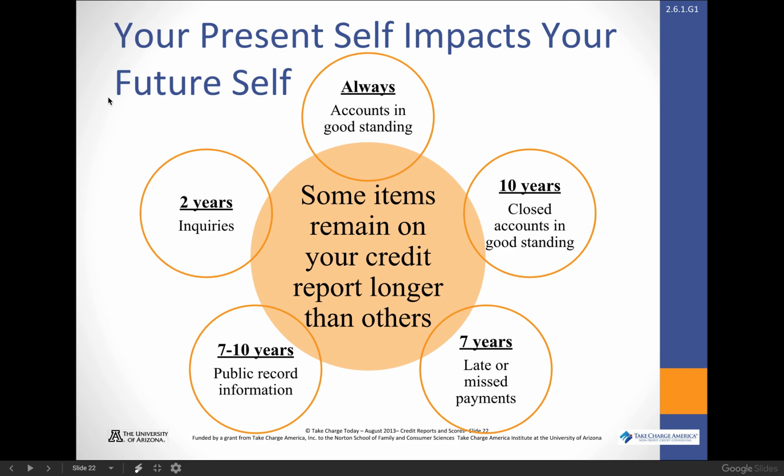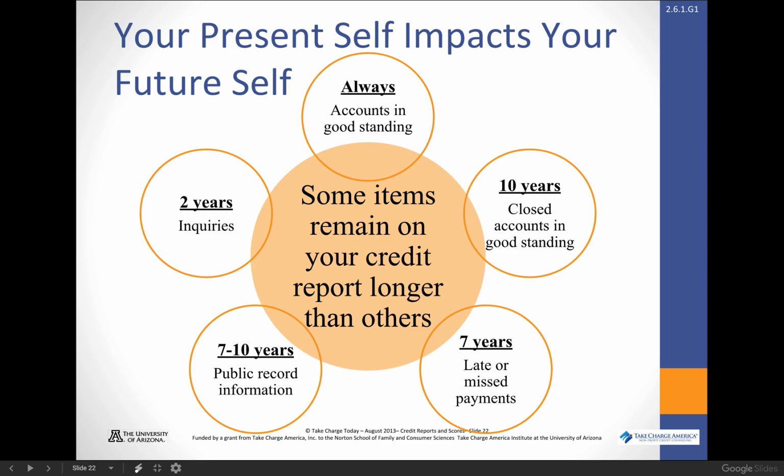And again, we've talked about this for the last few units. We know that our present self is always going to impact our future self. So we want to make sure our accounts are always in good standing, meaning that we are paying our bills on time. We are paying at least that minimum balance, if not more than our minimum balance, to keep those accounts in good standing. That information is always going to be impacted on our credit report.